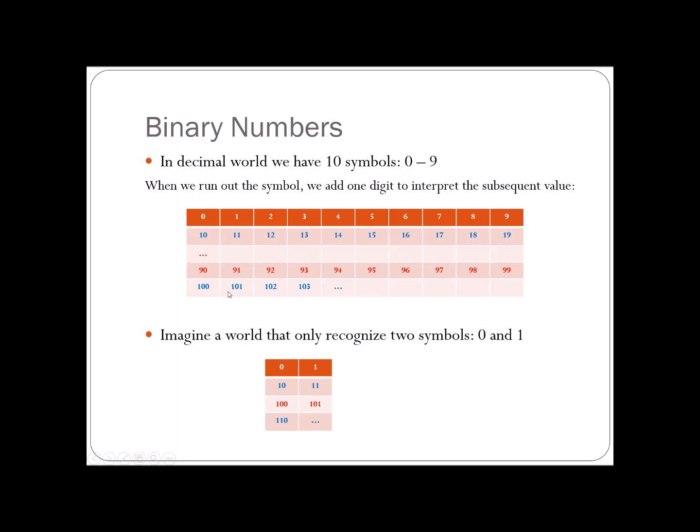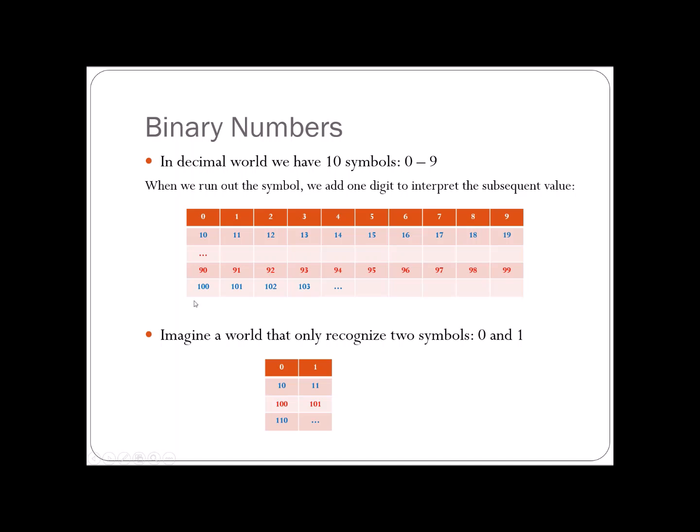It will become 1, 0, 0, and so on and so forth. That's how the concept of numbering works in decimal format. Same like that, we do the same concept, but we only use two symbols, 0 and 1.